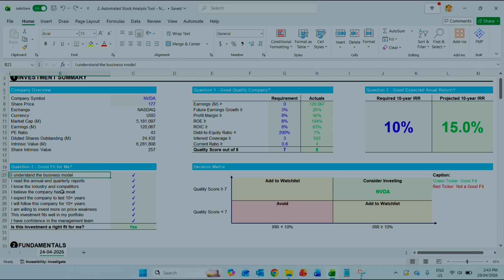The first one is, I understand the business model, yes or no? If I don't understand the business model, then I shouldn't invest in this company, even if the answer to question 1 and question 2 is yes. It does not matter. You have to be highly convicted in this company. You have to understand the company and the business model. You have to read the annual and quarterly reports. You have to know the industry and the competitors. You have to be willing to invest more on price weakness, etc. And another one that I want to mention: this investment should fit well in your portfolio. All of this is very important.